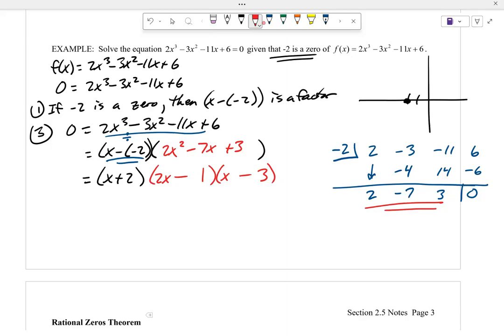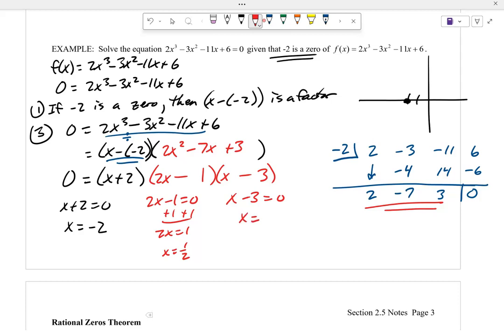Since it's a quadratic, I'm just going to go ahead and factor that quadratic. And we're solving this equal to 0. So x plus 2 equals 0. We already knew this one. We're going to take each of these factors equal to 0. So add 1, divide by 2. So we got a half, and we got 3. Those are our other ones. And of course, we had the original -2 that it gave us as well. So we just solved that equation by factoring it, given that they told us one of the zeros.